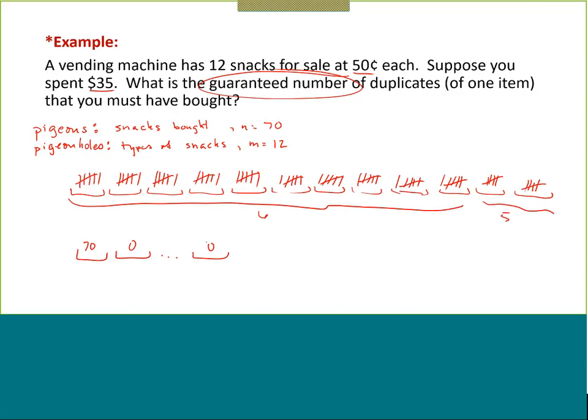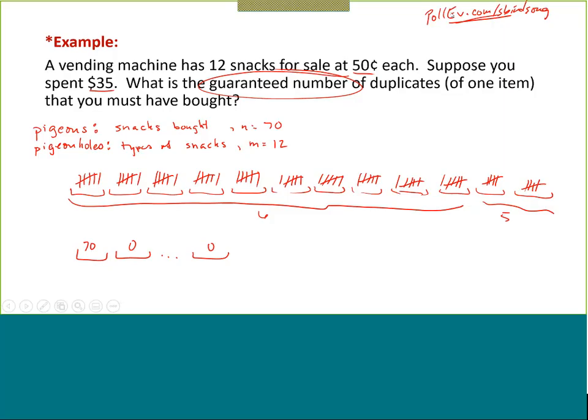So using this information, what do you guys think? How many duplicates are we guaranteed to have in any type of situation? This one is currently active up on that Poll Everywhere site, so it's got some selections for you. This allows everybody to get a chance to enter answers here.